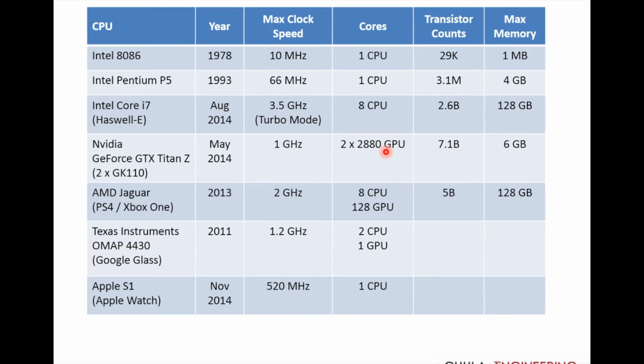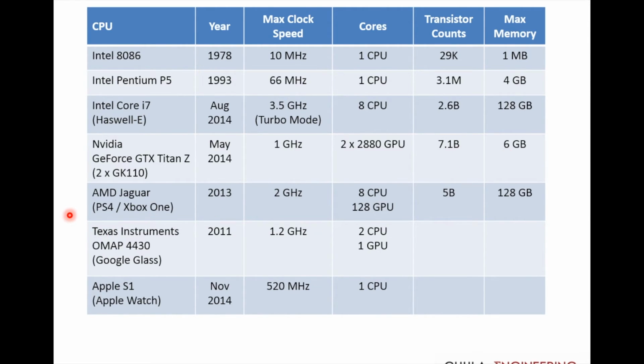The reason is that for graphic processing, usually the tasks to compute are simple tasks, but you have to compute all pixels on the screen. That means you have lots and lots of simple tasks. So you need simpler CPUs than the most general CPU, but you need lots of them. The transistor count is about 3 times that of the Haswell, about 7 billion, and the maximum memory size is about 6 gigabytes.